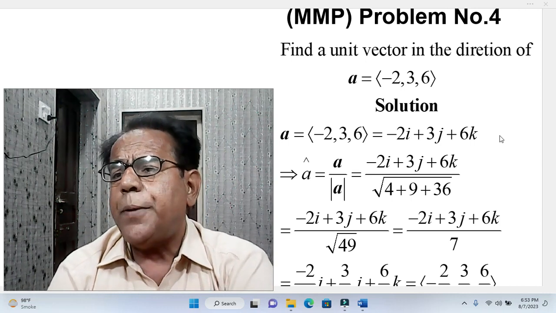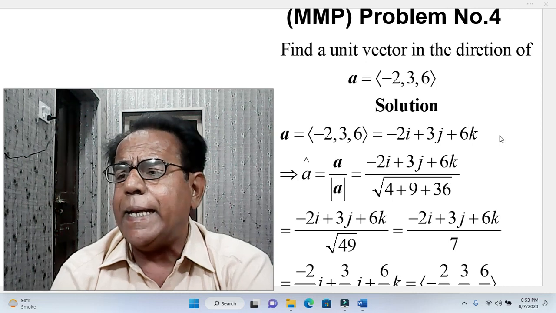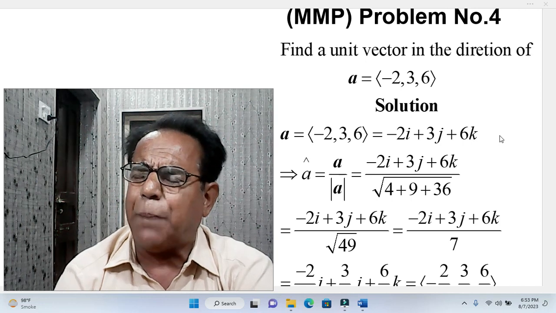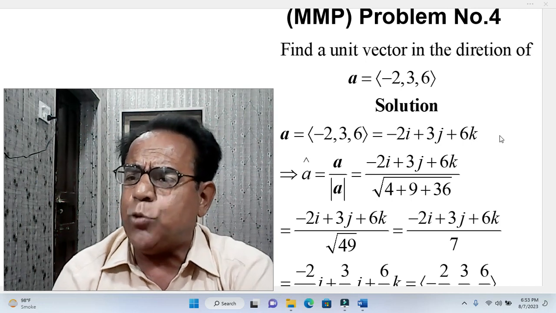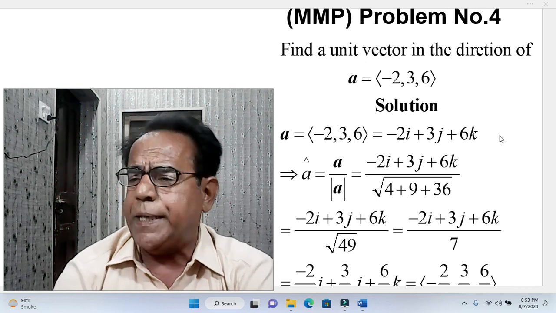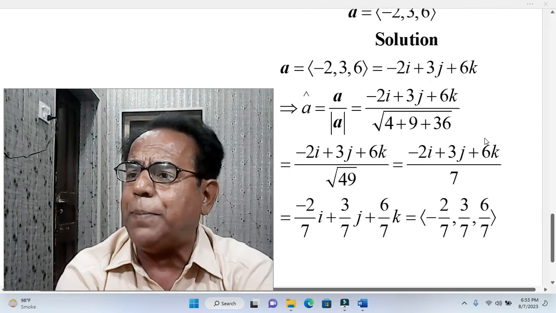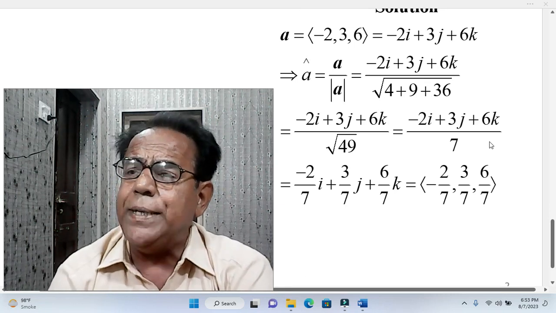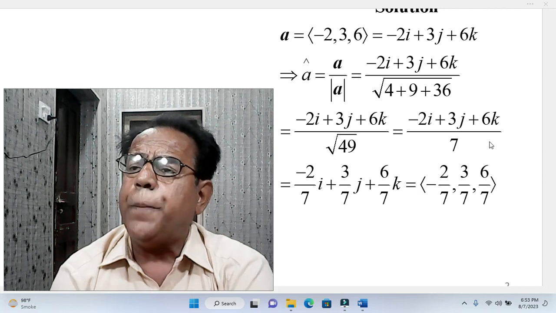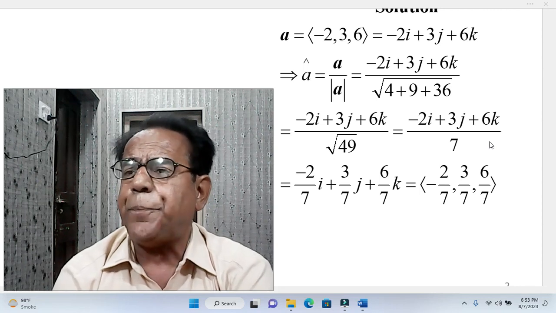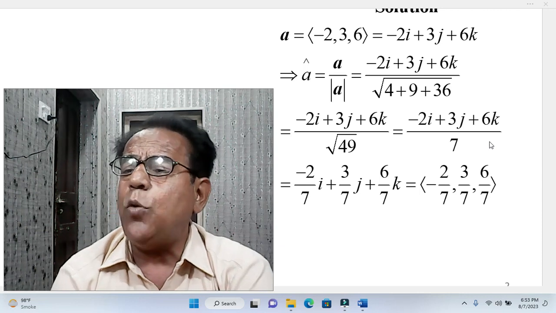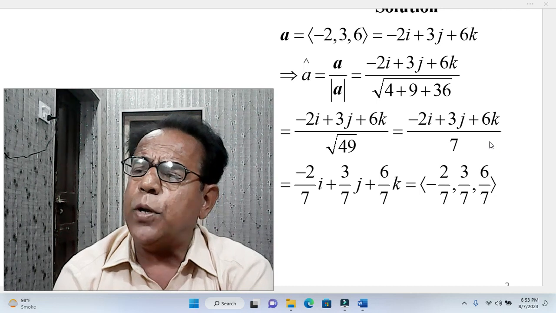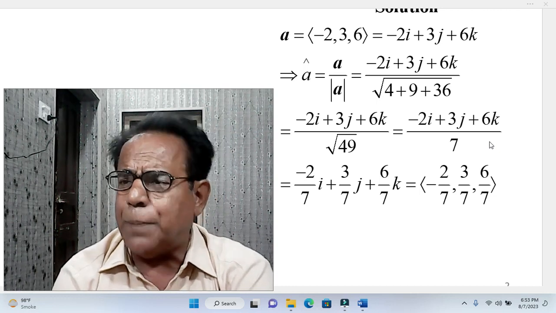So our unit vector a cap, this symbol is usually called cap. A cap, that is a unit vector, becomes equal to (-2i plus 3j plus 6k) divided by 7. Okay, 7 is the magnitude or absolute value of vector a. Okay, we can write 7 separately below the x component, y component and z component.